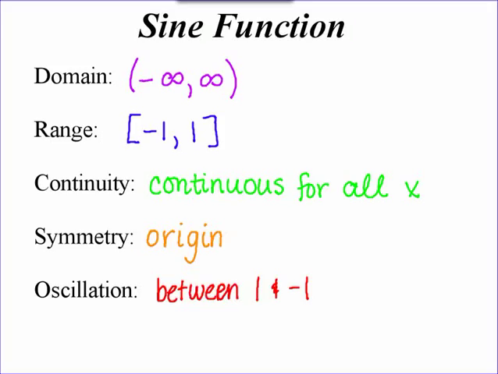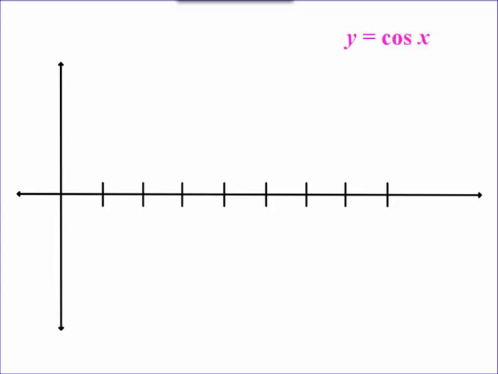We did sine. Now we're going to do cosine. Okay? So now let's go ahead and graph cosine. Once again, using your chart, we're going to start at 0, and then we're going to look at pi over 2, and then pi, and then 3 pi over 2, and then 2 pi again.